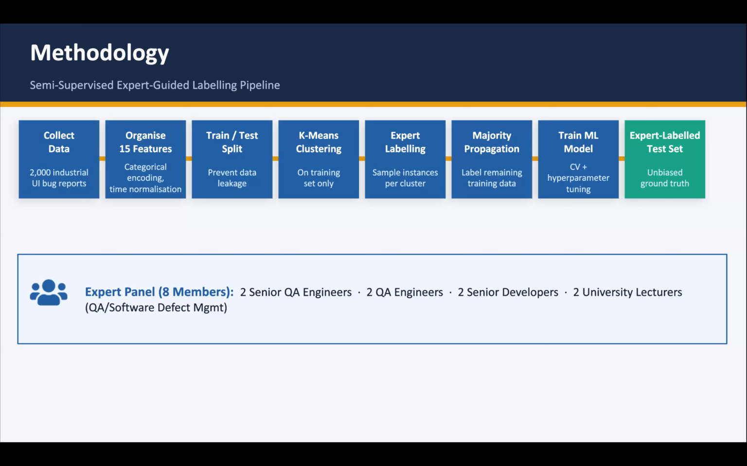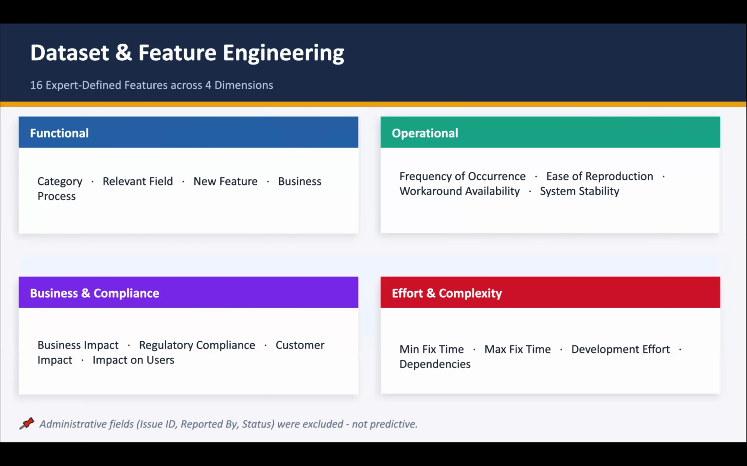Let me now explain the features we use to represent each bug: dataset and feature engineering. One of the distinguishing aspects of this work is our feature set. Most public datasets only capture textual or code-level attributes. We went further. Our 16 features span 4 dimensions. Functional features describe what the bug affects. That means category, relevant field, whether it's tied to a new feature.